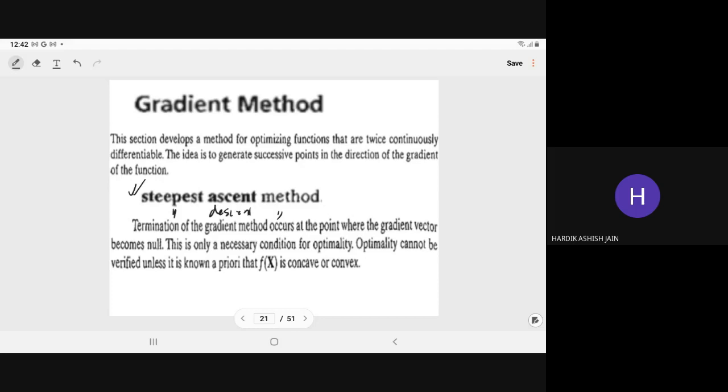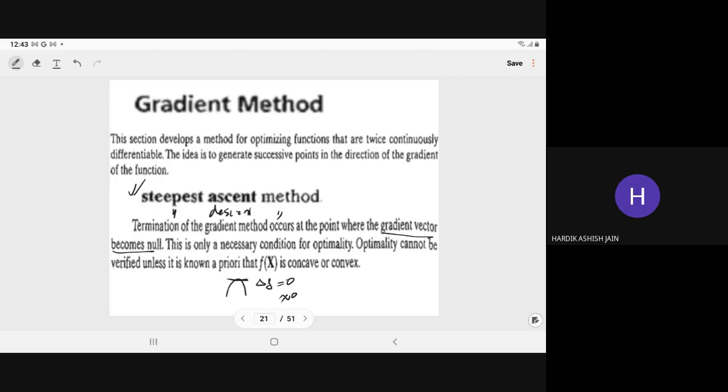Termination of the gradient method occurs at the point where the gradient vector becomes null. At the optimum, if you compute the gradient of f, it must equal 0. Theoretically it must be 0, but we never achieve exactly 0. Wherever it is near 0, we assume it is the optimum point. This is only the necessary condition of optimality, as you have seen in the previous chapter.